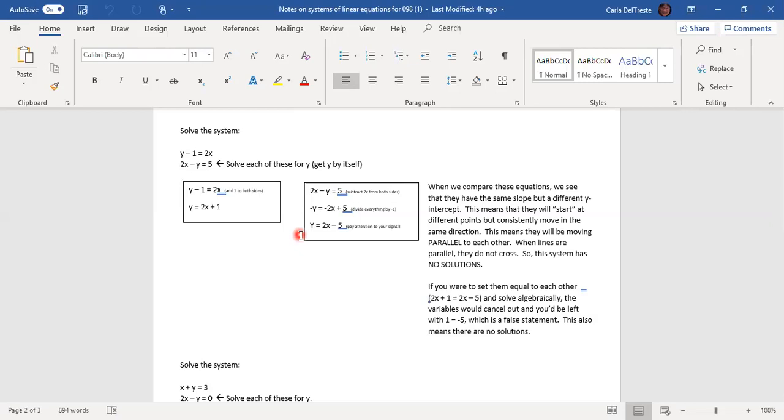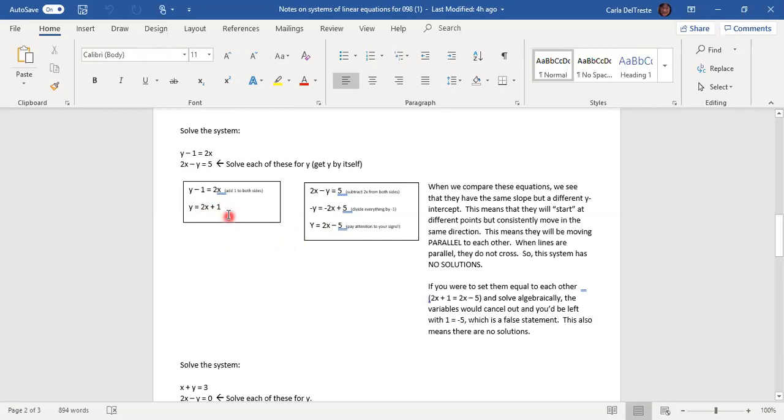But the first one has a y-intercept of (0, 1). And the second one has a y-intercept of (0, negative 5). So they quote-unquote start at different positions on the graph, but they're going to move in the same direction. They're going to move up 2 over 1. So that's going to be parallel movement. Those 2 lines are going to be moving parallel to each other.